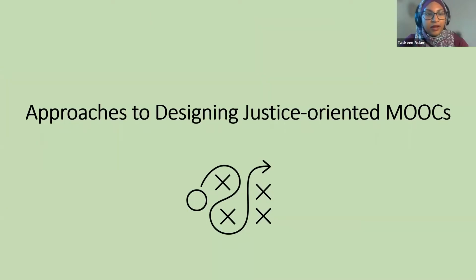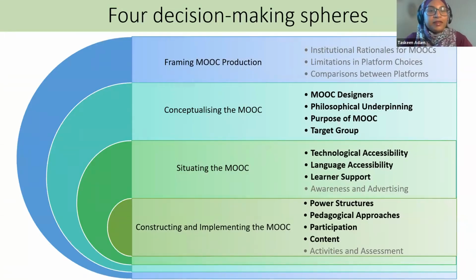Great, so approaches to designing justice-oriented MOOCs. Now I'll flip over to the more practical elements of this, and we can have a little chat at different points throughout. The first thing I want to do is explain the different levels. In these approaches, and again, it's what I call decision-making spheres, because it's not really a single flow from one phase to the next, but rather decision-making at different levels where different people have the power to influence decisions.